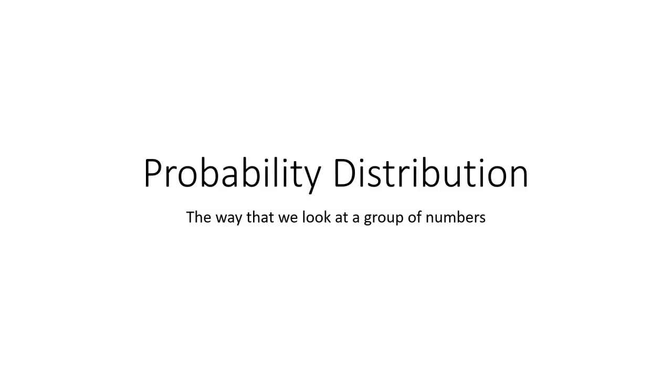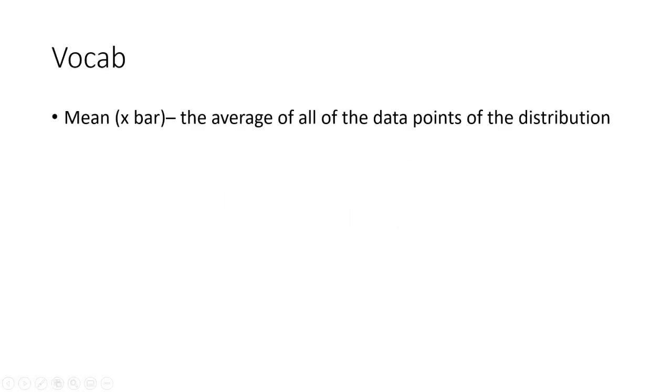Probability distribution is really the way we look at numbers and how they are related to each other. This becomes very important in data analysis as we are looking at how these numbers are interrelated. First, there is some vocabulary that we need to have.